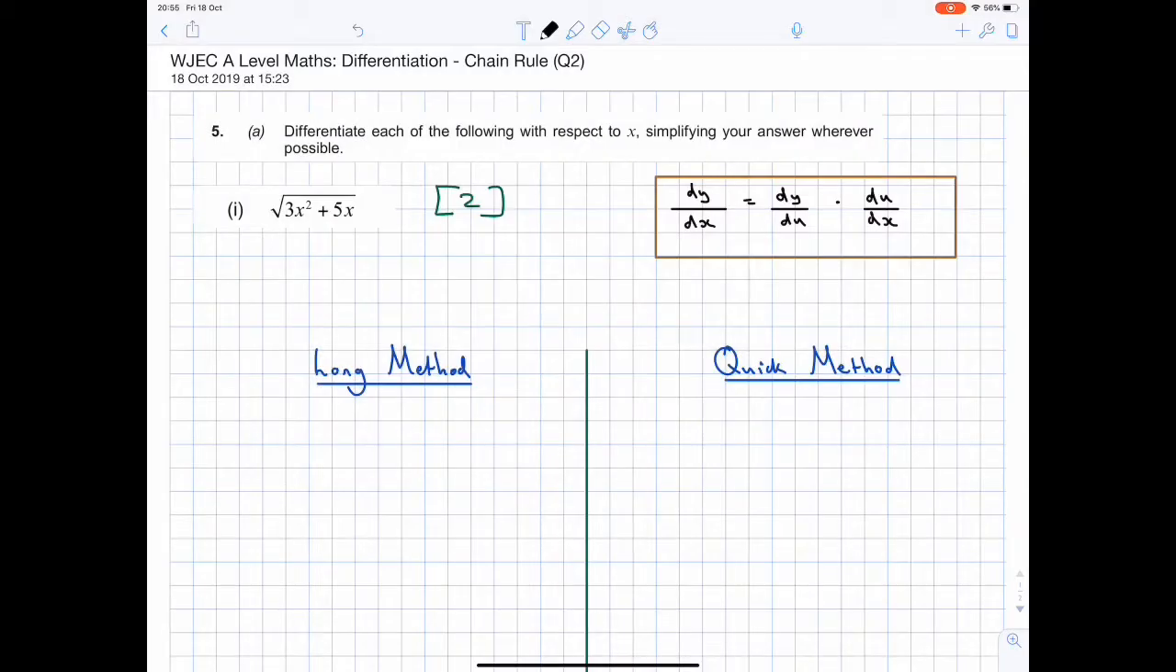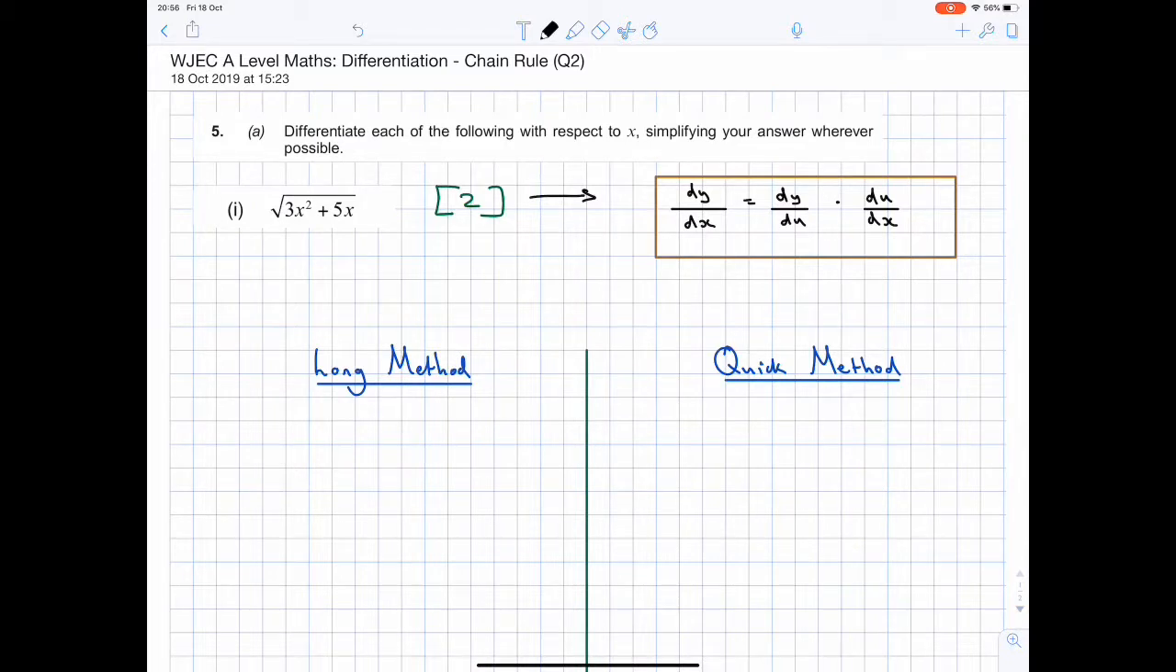Okay, in this video we're going to be answering our second exam style question on WJEC A-level maths, differentiation, and more specifically looking at the chain rule. So in this question we need to differentiate the square root of 3x squared plus 5x for 2 marks. And on the right hand side I've written down the chain rule. So we've got dy by dx, and that's equal to dy by du times du by dx.